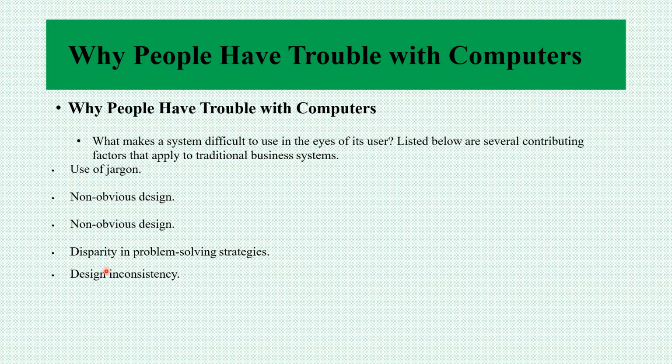The other one is disparity in problem solving strategies. Disparity means people learn best by doing. They have trouble following directions and they do not always read instructions before taking an action. So human problem solving can be best characterized as error correcting or trial and error, whereby a tentative solution is formulated based on the available evidence and then tried. So that is one of the problems.